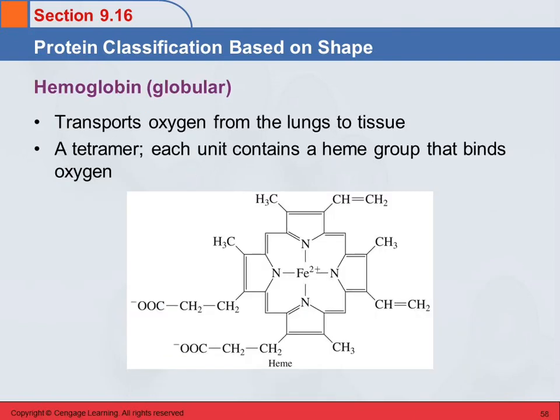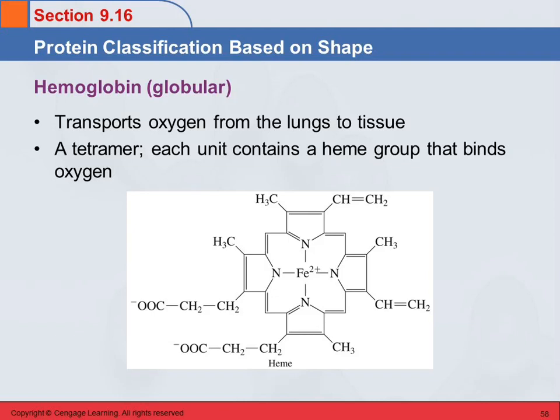Hemoglobin is a globular protein. It's a tetramer. It has 4 units. We saw a picture of it back when we talked about quaternary structure. It has 4 different protein sections that are all together, and then it also has heme groups. Each unit has a heme group, and this is the structure of heme. And this iron ion in the middle is very instrumental in the function of this, which is to transport oxygen from the lungs to the tissue.